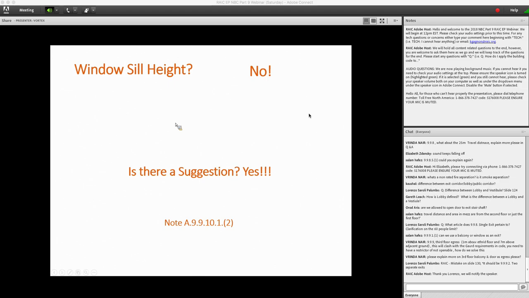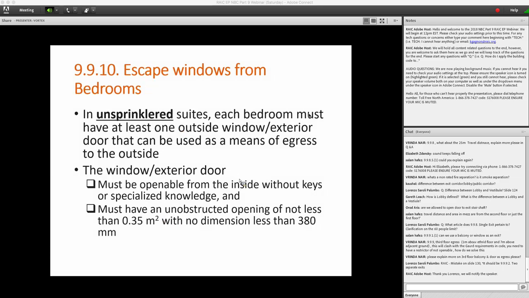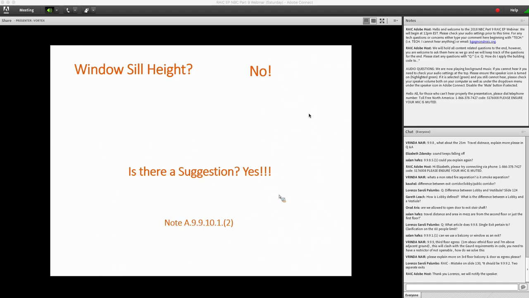Now, the code does not really discuss how you locate the window. The most important thing is that this window is able to provide a means of escape from the bedroom. So the only requirement that it talks about is the area of the opening and then the minimum dimension of the opening, which is 0.35 square meters with no dimension less than 380 millimeters, right? There is no other requirement on how you locate a window.